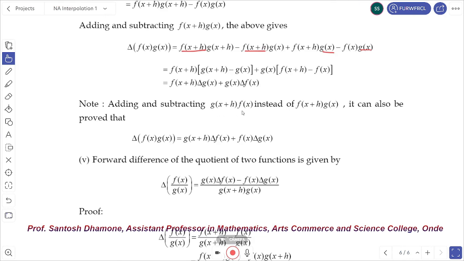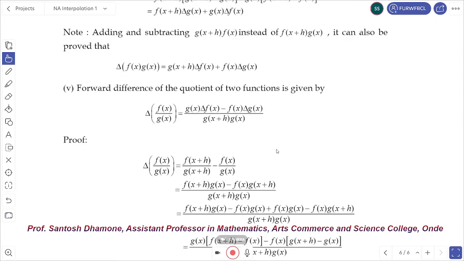Note: adding and subtracting g(x+h) f(x) instead of f(x+h) g(x), it can also be proved that Δ[f(x) g(x)] = g(x+h) Δf(x) + f(x) Δg(x).